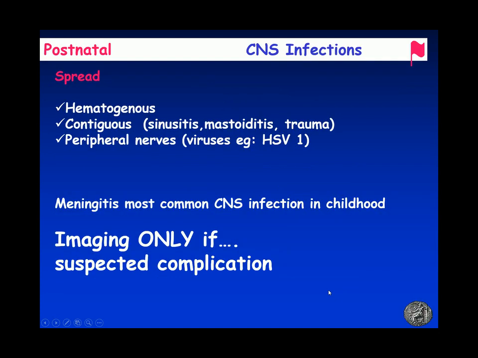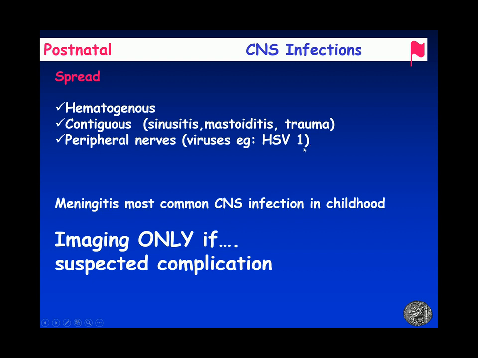Let's go now for the postnatal infections, and in this lecture I'm focusing mainly on fetal and postnatal, the neonatal, because most people are not familiar with this bizarre neonatal period, which is seen mainly by pediatric radiologists. So what is the spread? Hematogenous, contiguous, because of sinusitis, mastoiditis, trauma, and through the peripheral nerves. The peripheral nerves may be the route for some viruses, for instance HSV1.